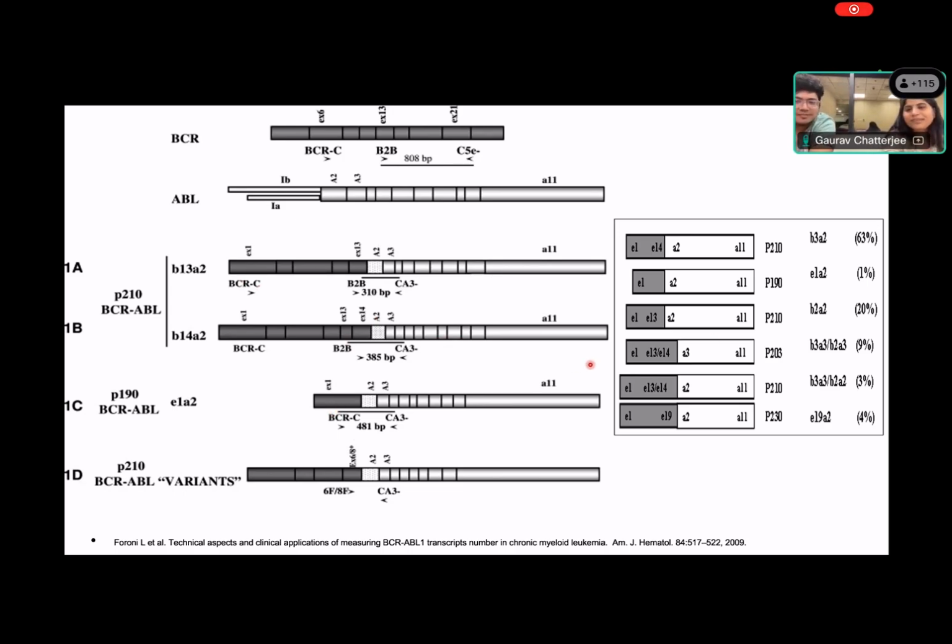Gaurav, do you want to add anything? Yeah. So if we look at the BCR ABL, the commonest transcript that we get is E14A2 in 63% cases, and E13A2 is there in 20% cases. But even in CML, we can get E1A2 in 1% cases. So we have to identify what transcript was there in baseline, so that exactly the same transcript we can identify in real-time PCR during monitoring time point.